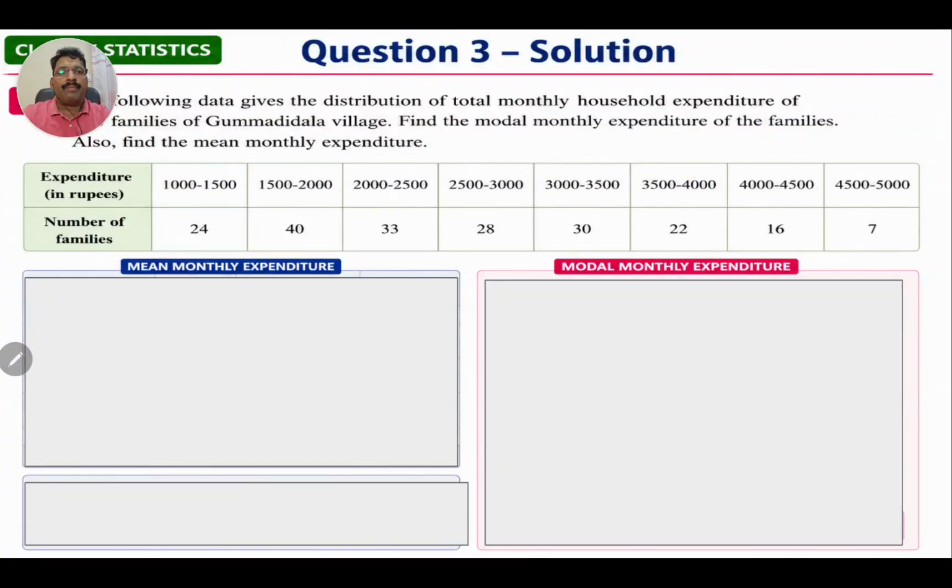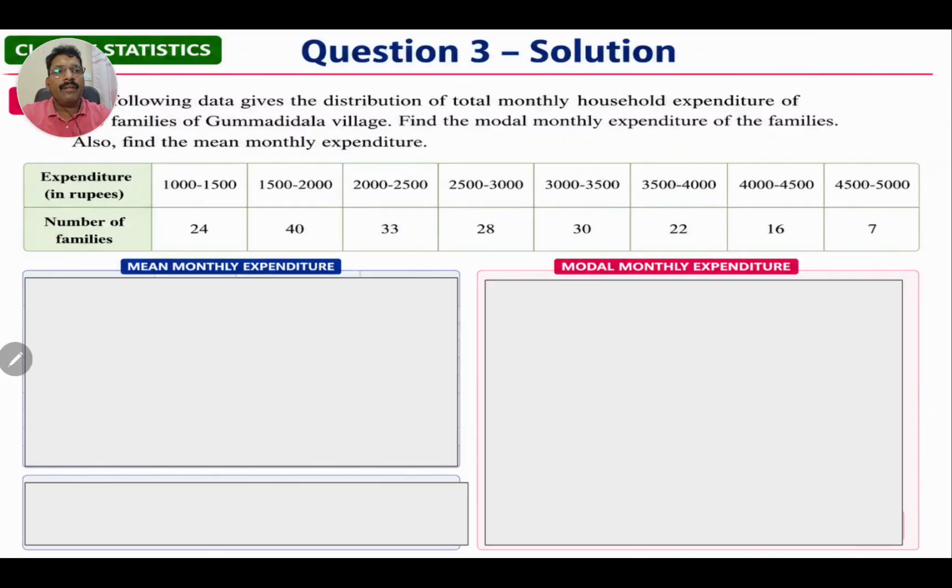Next, one more question from the same exercise. This is question number 3. The following data gives the distribution of total monthly household expenditure of families of Gummadidala village. Find the modal monthly expenditure of the families. Also find the mean monthly expenditure. So here you have to find both mean and mode. Modal monthly expenditure means you have to find the mode, and mean monthly expenditure means you have to find the mean.